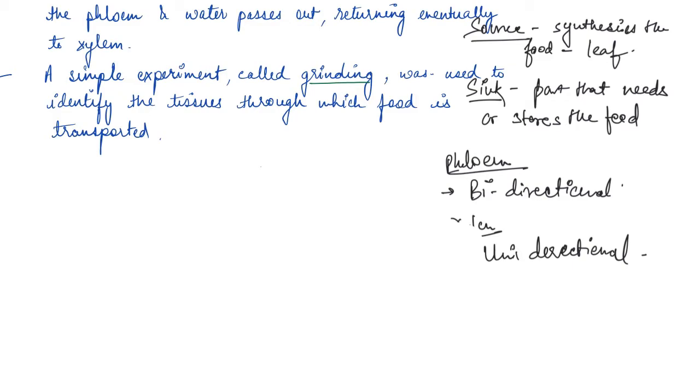In the absence of downward movement of food, the portion of the bark which is above the ring, on the stem, becomes swollen after a few weeks. This experiment shows that phloem is the tissue responsible for translocation of food, and that transport takes place in one direction, which is towards the root, right? So this experiment is very easy and anyone can perform it. And guys, this is all about translocation.